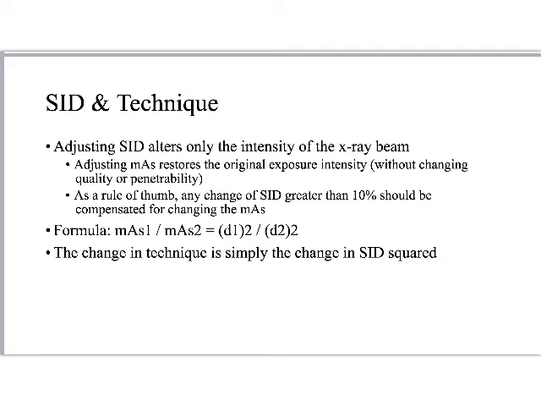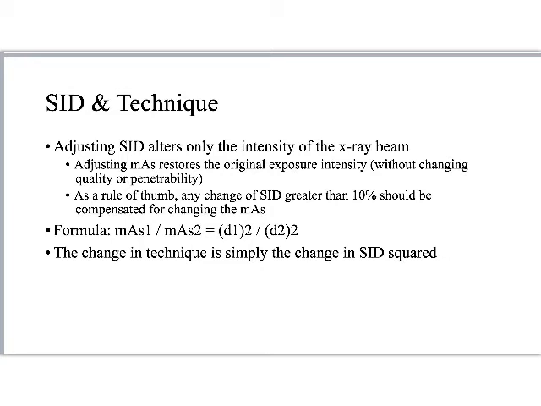Adjusting SID alters only the intensity of the X-ray beam. It does not alter the penetrability, right? These things are going at the speed of light. It is not as though as I get further away from the X-ray source, the X-rays are slowing down. They are not slowing down. They're just spreading out, right? So it's only altering the intensity. I guarantee you'll see that again somewhere.